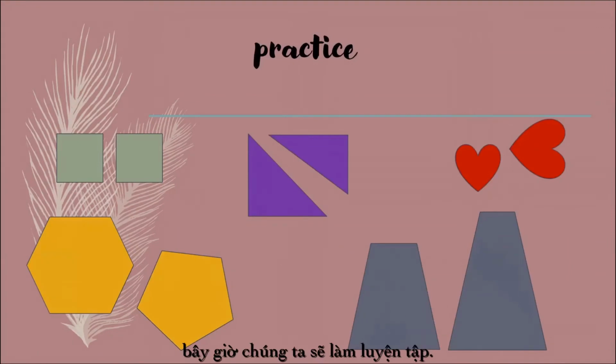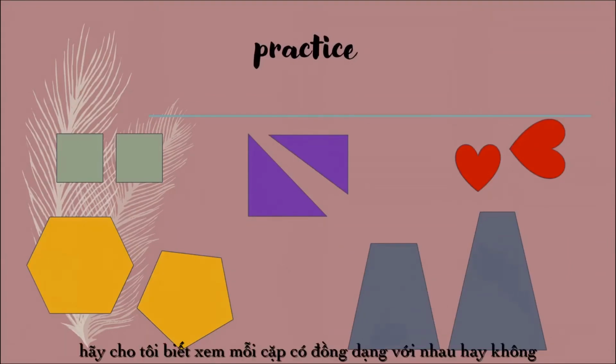Now it's time for a practice. Here are some pairs of shapes in different colors. You tell me whether each pair are congruent shapes or not.